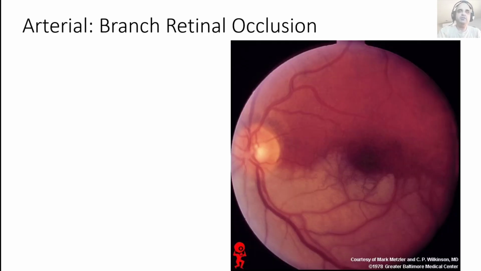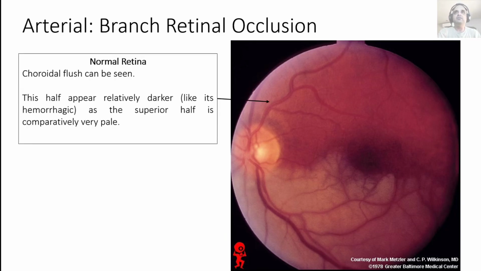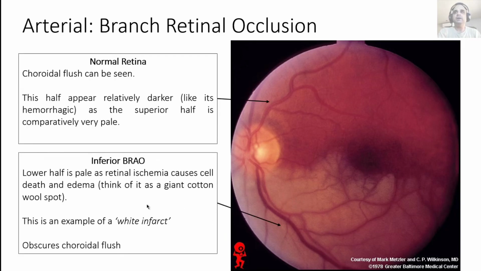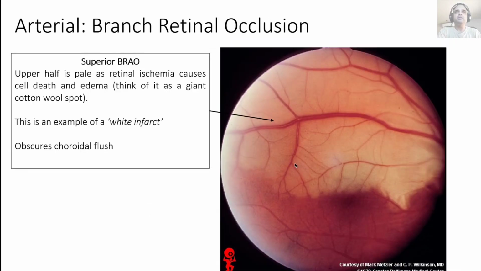This is a branch artery occlusion, and the only question here is which artery is blocked, the superior or the inferior. And obviously the pallor area is the one that's going to suffer the occlusion, because remember, these are all examples of the white infarct. So this is an example of an inferior BRAO. This is an example of a superior BRAO.